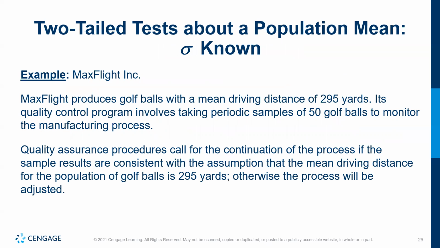So here's Max Flight Inc. Let's look at the example. Max Flight produces golf balls with a mean driving distance of 295 yards. Its quality control program involves taking periodic samples of 50 golf balls to monitor the manufacturing process. Quality assurance procedures call for the continuation of the process if the sample results are consistent with the assumption that the mean driving distance is 295 yards.